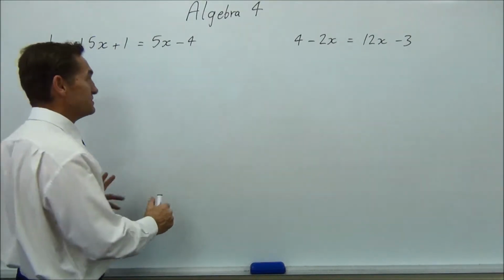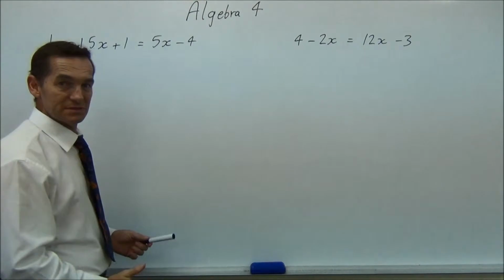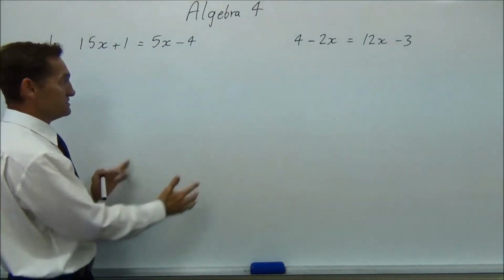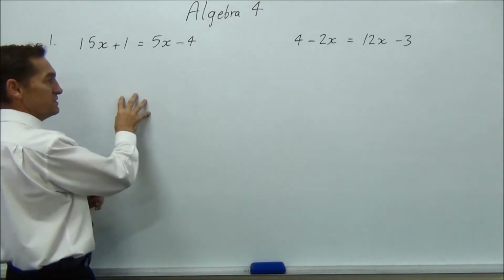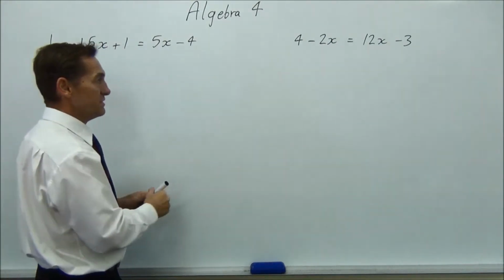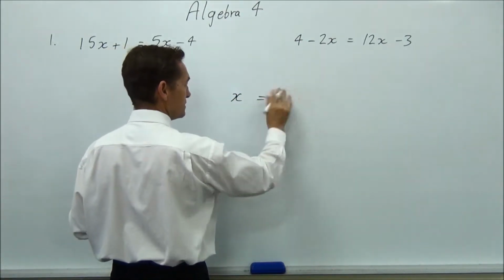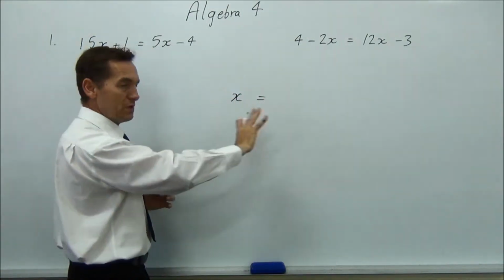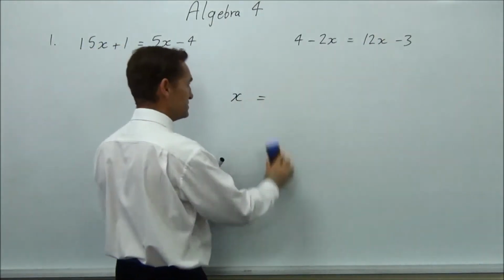In this version of algebra, we're going to look at having multiple x's. When you've got multiple x's, you need to end up with x on one side and your numbers on the other side. So your ultimate aim again is to have x here and some number or fraction on this side, and I want a single x. That's always your aim.